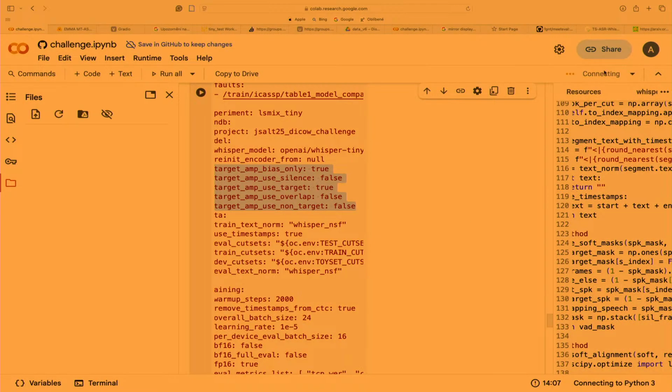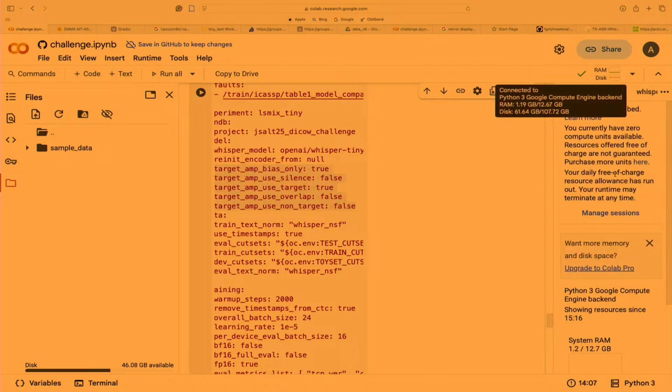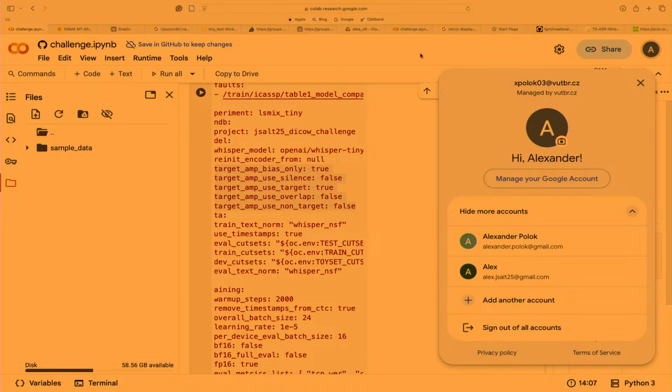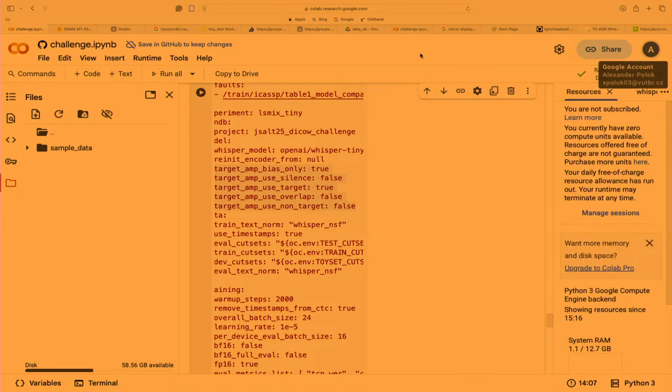Yeah, I also ran out of the GPUs. Once you click on the RAM and disk, you should see here how much GPU time you have left. So be careful about that. What you can do then is create multiple accounts and you will have the GPU. Or use the Lightning AI.